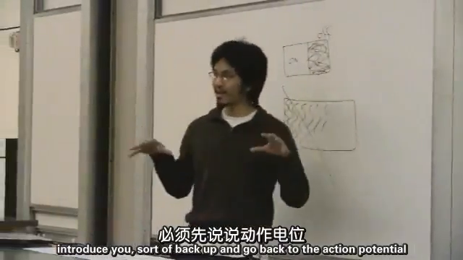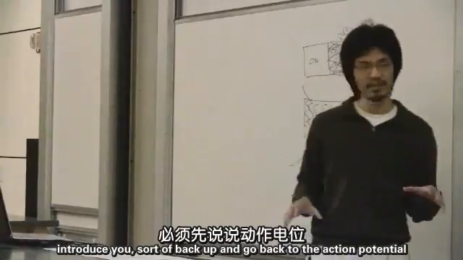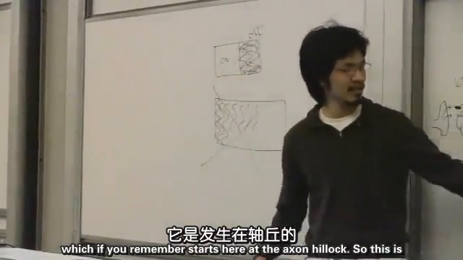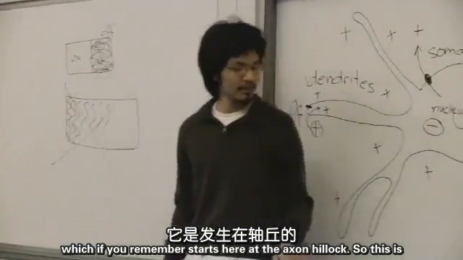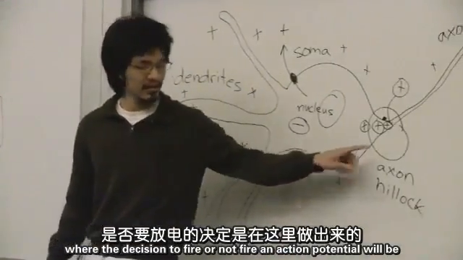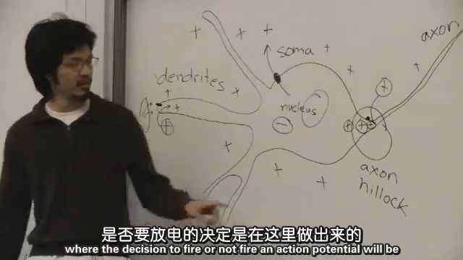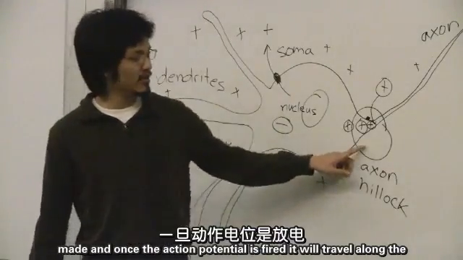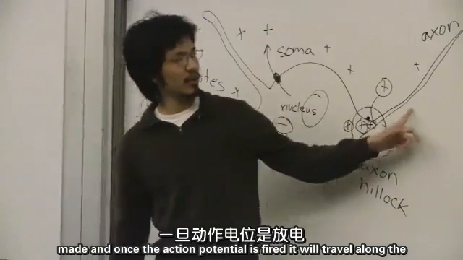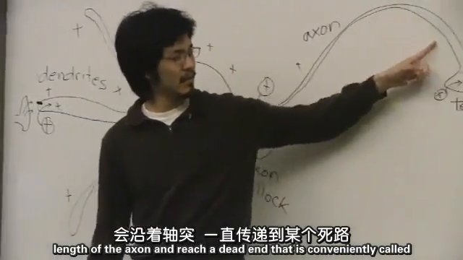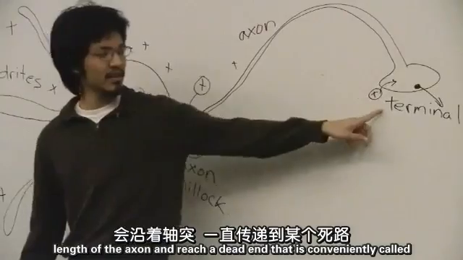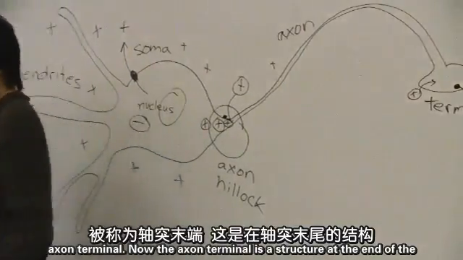back up and go back to the action potential, which, if you remember, starts here at the axon hillock. So this is where the decision to fire or not fire an action potential will be made. Once the action potential is fired, it will travel along the length of the axon and reach a dead end that is conveniently called the axon terminal.